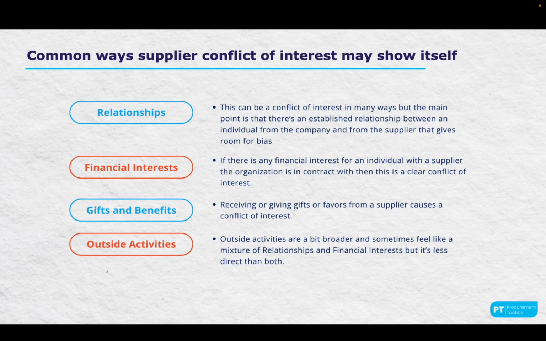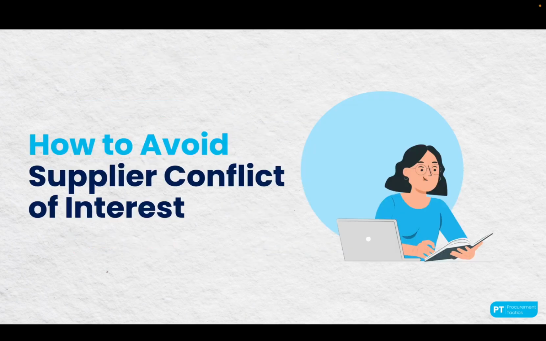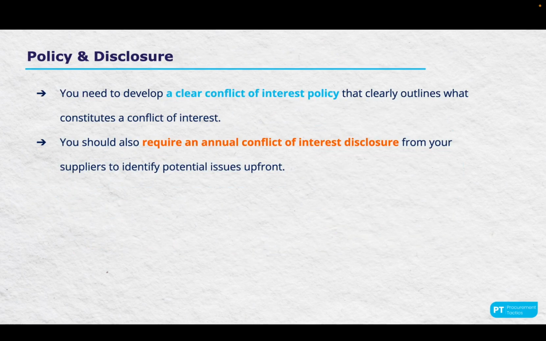These examples paint a clearer picture of what makes supplier conflict of interest important to know. Corruption and other unethical business practices can quickly arise from conflicts of interest, which is why it should be avoided at all costs. So, how exactly do you avoid conflicts of interest? First and foremost, you need to develop a clear conflict of interest policy that clearly outlines what constitutes conflicts of interest. The policy should include who within the organization is liable for the policy and what procedures to follow in the management and mitigation of conflict of interest.